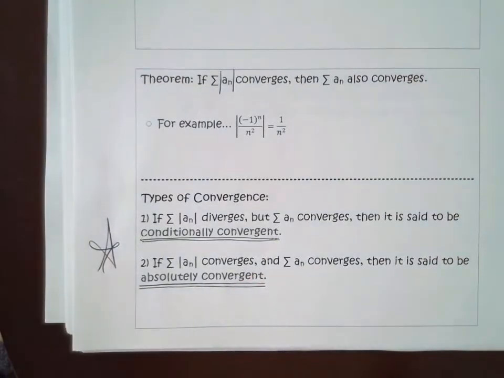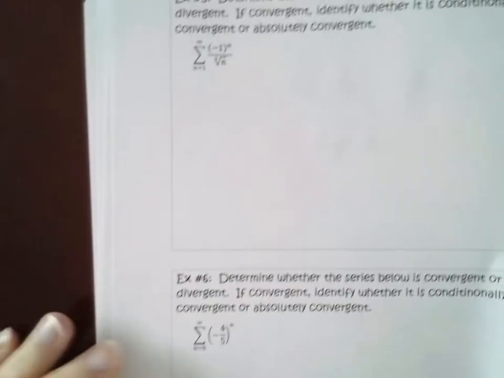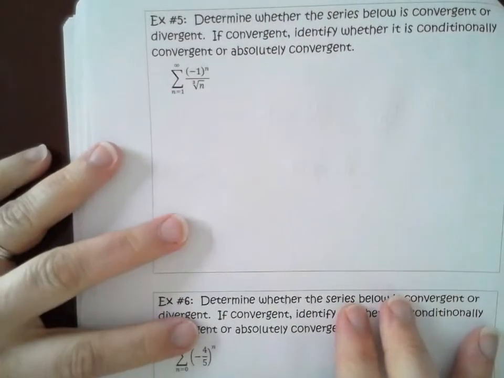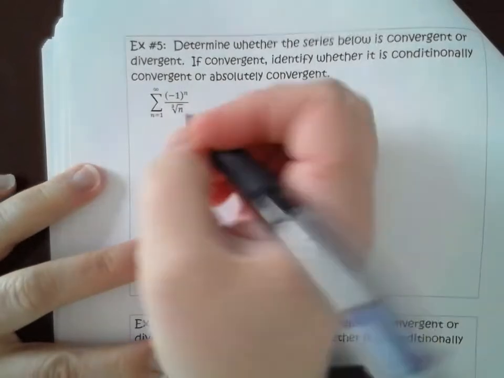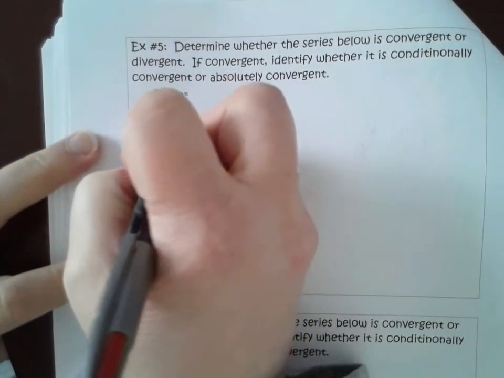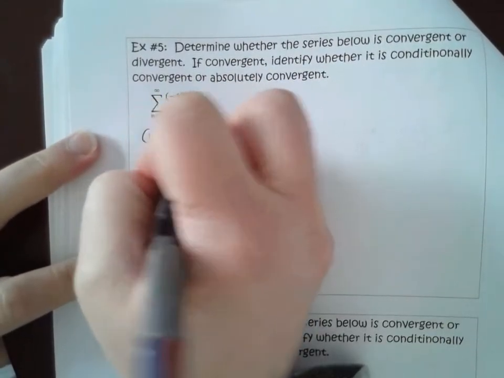Okay, so if both are convergent, it's absolute. If only the original is convergent, then it's only conditionally convergent. All right, so first thing I'm going to do is prove that it is convergent, if in fact it is, starting with finding the limit of the non-alternating piece.